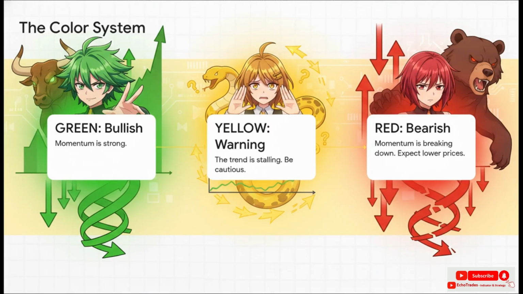Let's get right into it. Green, that's your green light. It means the bullish trend is strong. Momentum is on your side. Yellow, that is your big warning sign. It's telling you, hey, be careful, the trend is stalling out. And red, that's the signal that the trend is breaking down. Momentum is failing and you should probably expect lower prices.